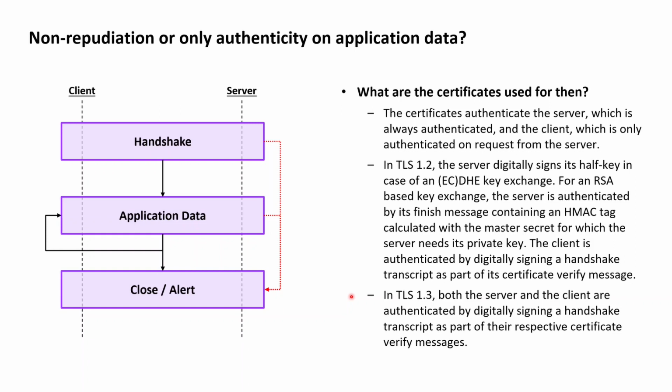This finishes the lesson, and I hope it's now clear as to why application data exchanged within TLS has authenticity only, but not non-repudiation, and that the X509 certificates used in a TLS connection serve the purpose of authenticating the peers involved.